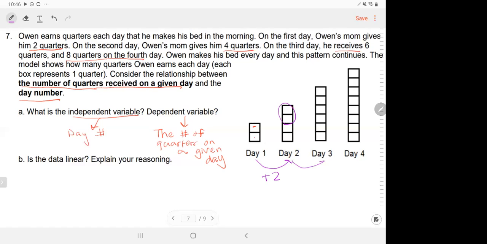To get from day 2 to day 3, I just have to add 2 again. To get from day 3 to day 4, again, I just have to add 2. So this would be my first difference between the outputs. So I can say, yes, the number of quarters being added each day is 2.